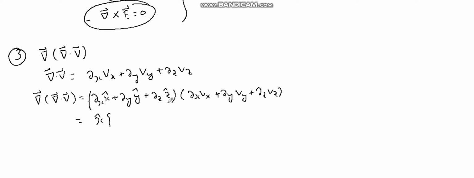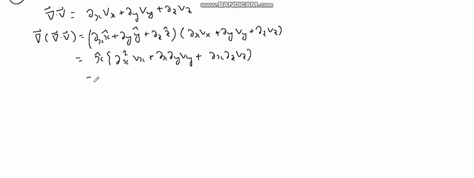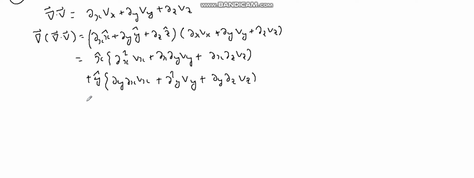For the x component, we're going to have del x del 2x vx plus del x del y vy plus del x del z vz, right? Plus for the y component, we're going to have del y del x vx plus del 2y vy plus del y del z vz, right? For the z component, we're going to have del z del x vx plus del z del y vy plus del 2z vz.